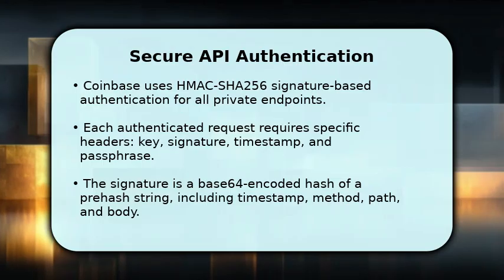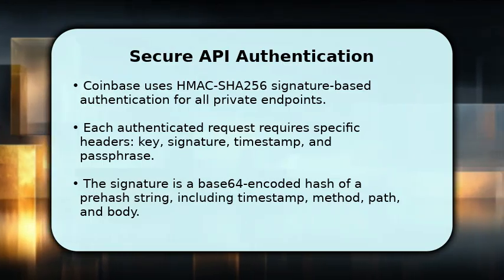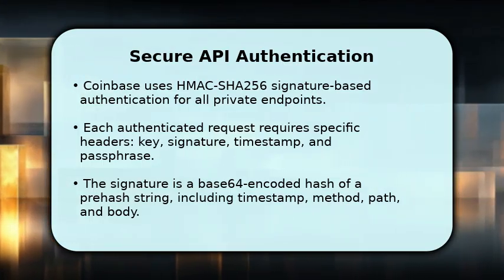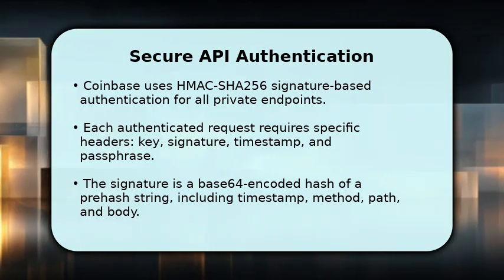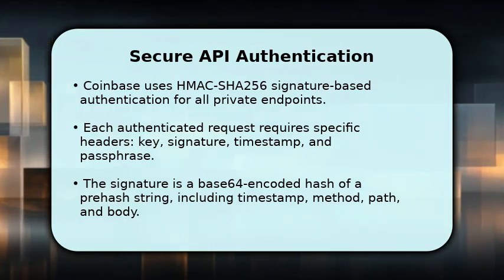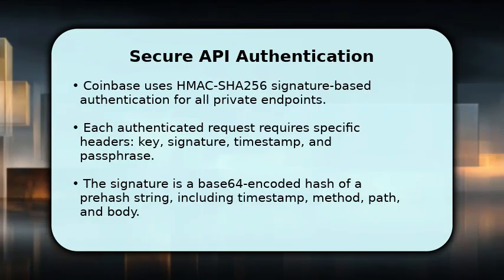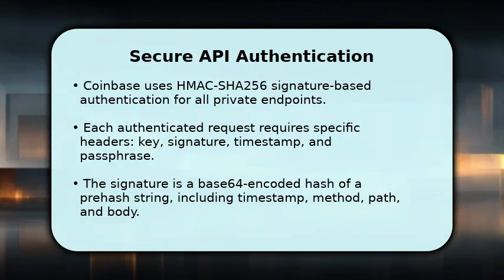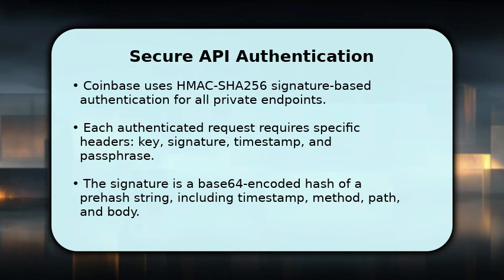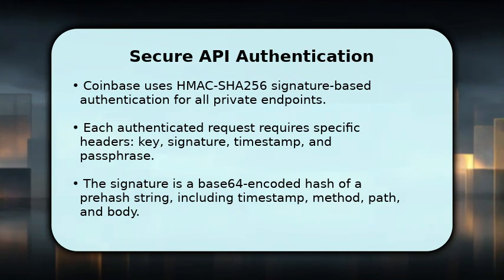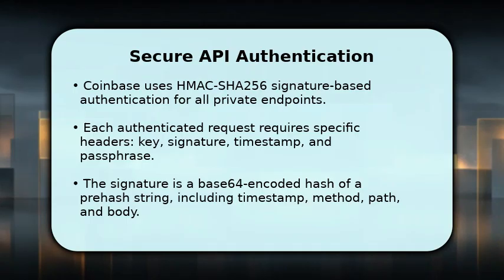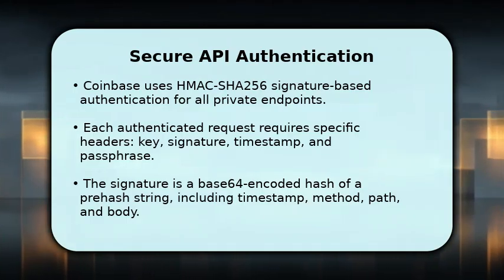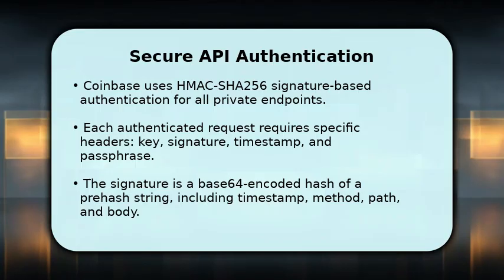Every authenticated request must include specific headers: your API key, a unique signature, a current Unix epoch timestamp, and your passphrase. The signature is a base 64 encoded hash, generated from a prehash string combining the timestamp, HTTP method, request path, and body. Ensure your server's clock is synchronized within 30 seconds of the API service time to prevent errors.